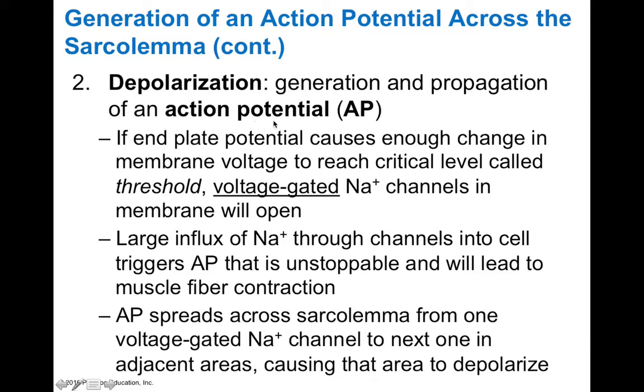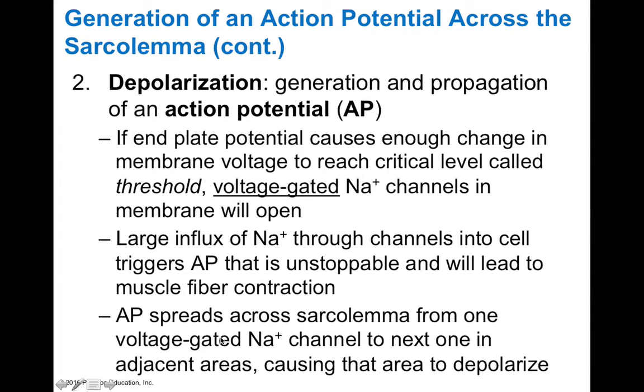Now, the depolarization phase of the action potential is basically when there's enough end plate potential to cause these voltage-gated sodium channels to open up. Voltage-gated sodium channels open at a more positive voltage, and that influx of sodium through the acetylcholine channels could potentially open up these voltage-gated sodium channels, which makes the action potential unstoppable. And if this happens, then we get action potentials that spread across the sarcolemma from one voltage-gated channel to the next in adjacent areas, and it causes that area to depolarize.